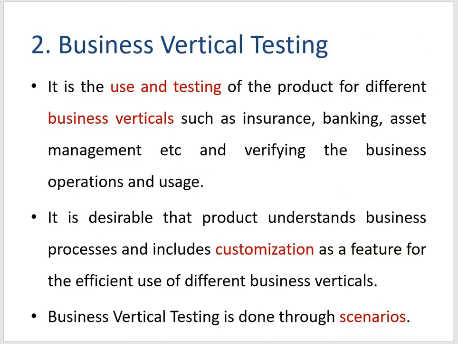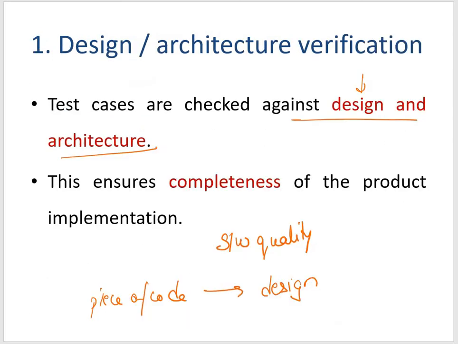Then the next thing is we have business vertical testing, right? And let me throw some more light on this architecture verification. If the system is critical, then this verification becomes very crucial, right? This verification of architecture becomes very crucial in that case.